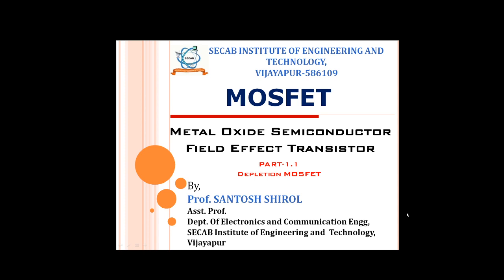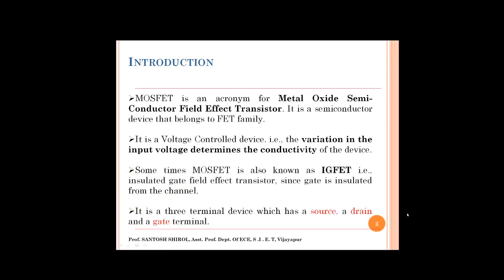Okay, so let's begin. Let's have an introduction first. A MOSFET is an acronym for metal oxide semiconductor field effect transistor. It is a semiconductor device that belongs to the FET family. It's one of the very popular family members of FET. This MOSFET is a voltage controlled device. What do you mean by that? That is, the variation in the input voltage determines the conductivity of the device.